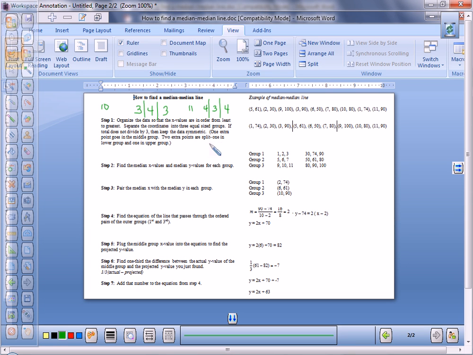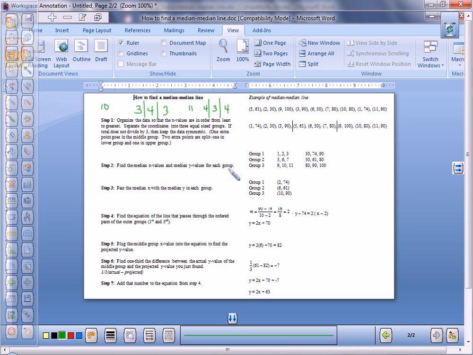I really think if they give you a median line, they would give you the number of pieces of data that is divisible by 3. I don't think they try to make it extra tricky. Then what do we do? We find the median of the x values and the median of the y values for each of our groups.